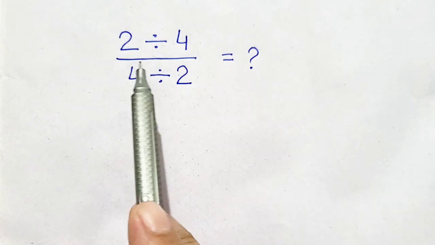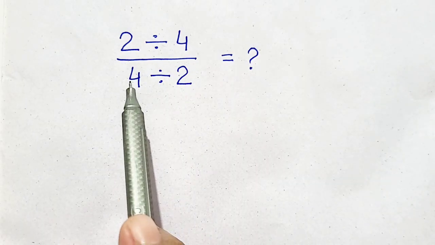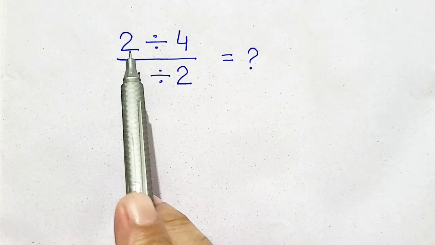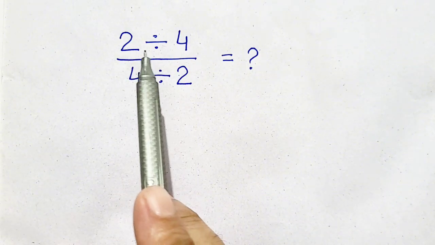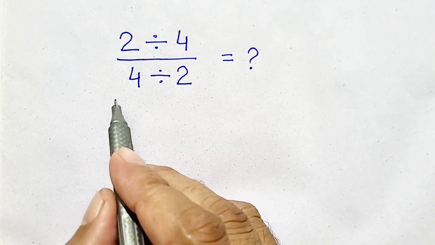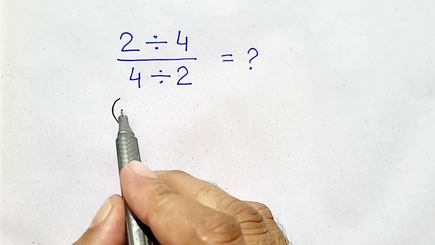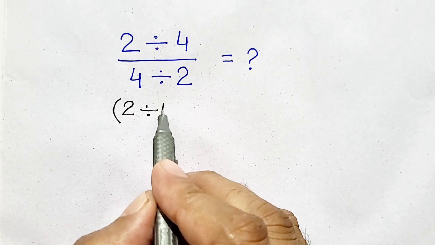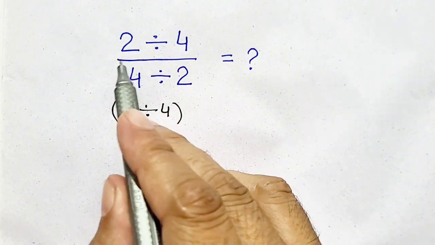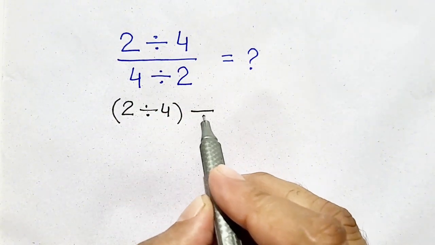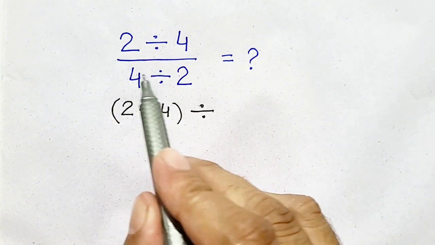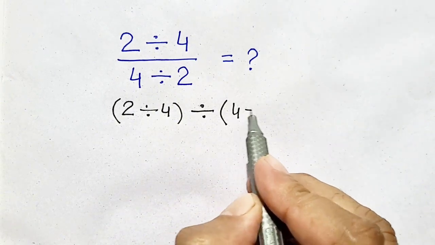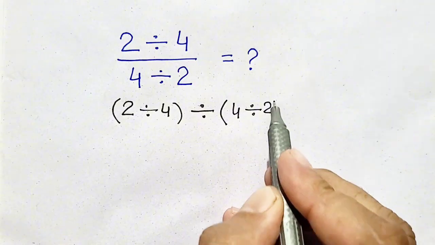I have a question: 2 divided by 4, whole divided by 4 divided by 2. We have to find its answer. So we have to make 2 parentheses. The first parenthesis will have the numerator, so 2 divided by 4, and this fraction is converted into division. And the second parenthesis will have 4 divided by 2.